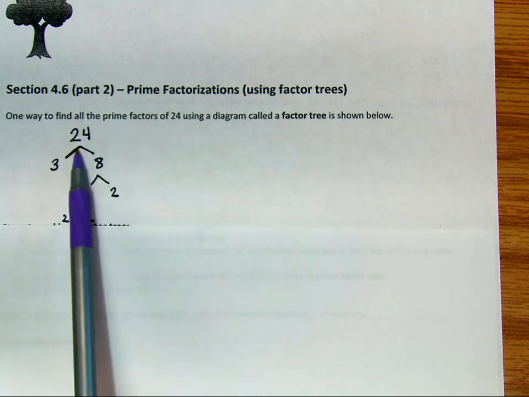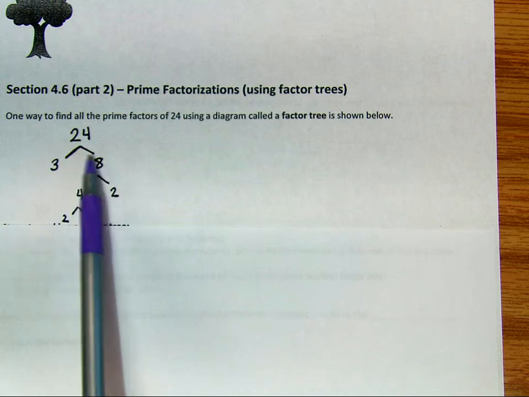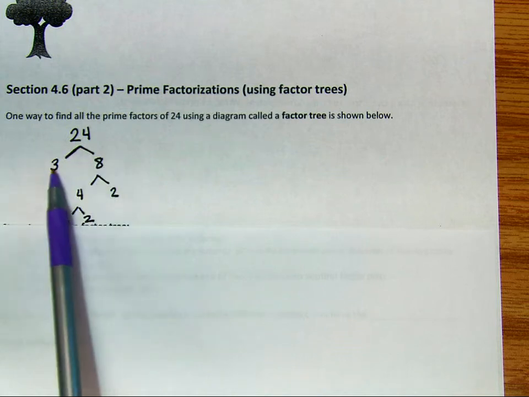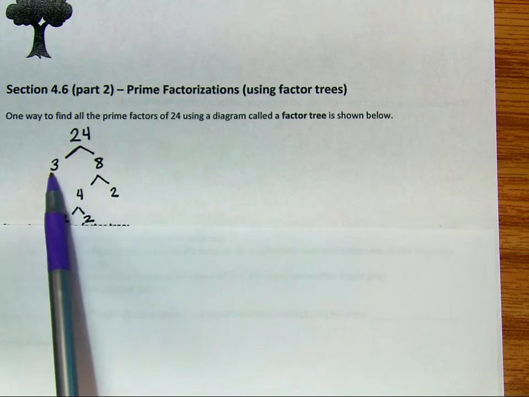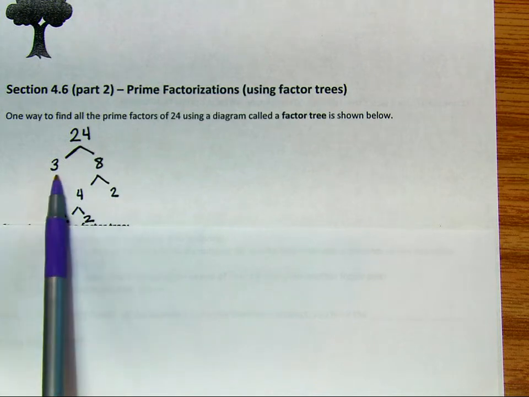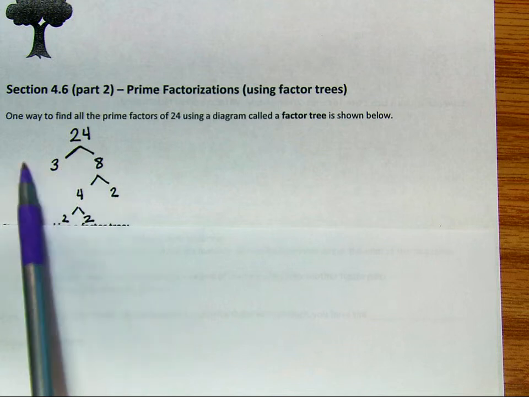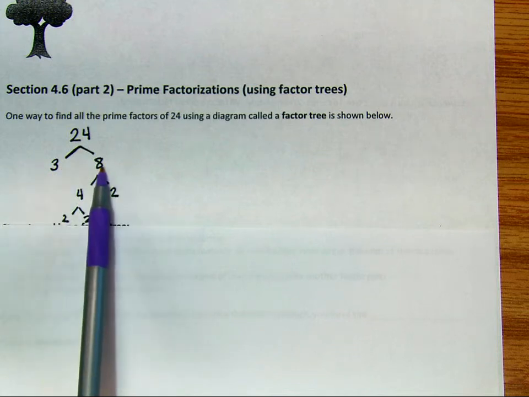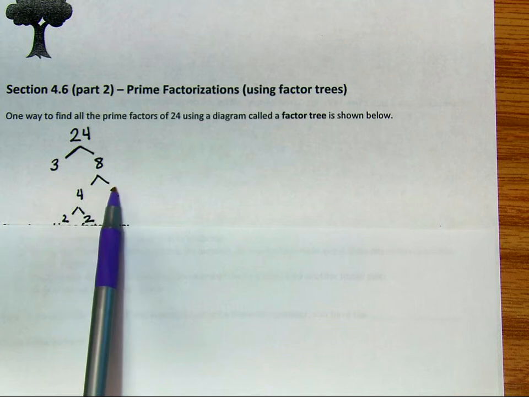The first thing you want to do is break up the number into two of its factors. So I know 3 times 8 is 24. So that's why I did 3 times 8. And then I stop when I get to a prime number. I learned in the previous video that 3 is a prime number, so I don't have to break that into 1 times 3. I just stop there. But 8 can be broken down into 4 times 2.